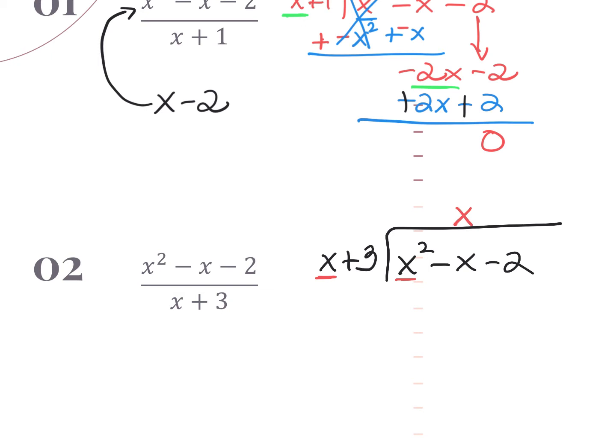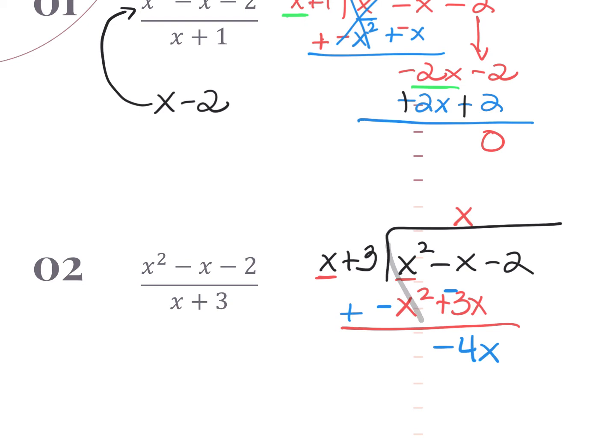I distribute the x to the x and to the 3. So x times x is x squared, and x times 3 is 3x. I now change both signs to opposite. So this now becomes a negative x squared and a negative 3x. And now I'm just adding straight up and down. Negative x plus negative 3x gives me negative 4x.